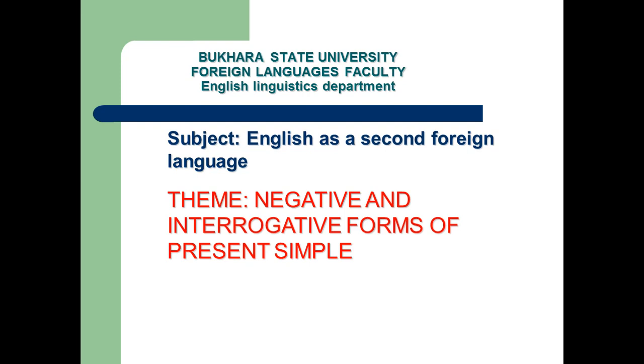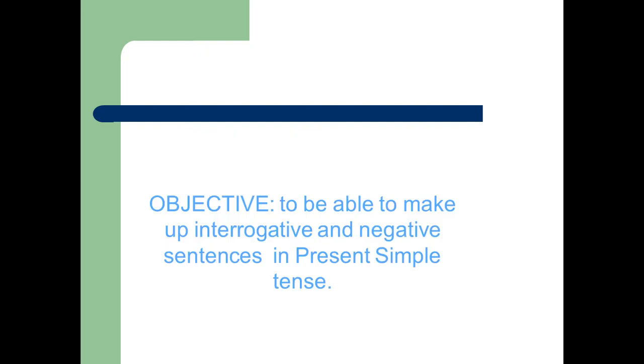So our today's new theme is negative and interrogative forms of present simple. And the objective of our lesson is, at the end of the lesson, the students should be able to make up interrogative and negative sentences in present simple tense.